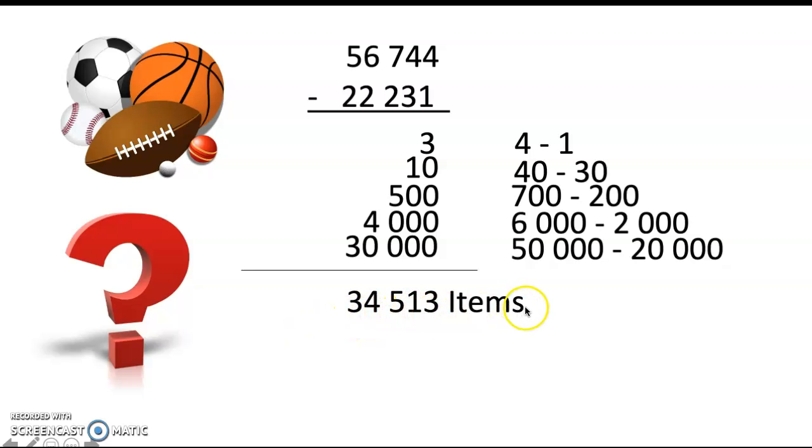34,513 items. And when you're writing out word problem answers, you want to be clear what this number means. So that's why I wrote out items. That's the sports equipment that they need to sell, that they have left to sell.